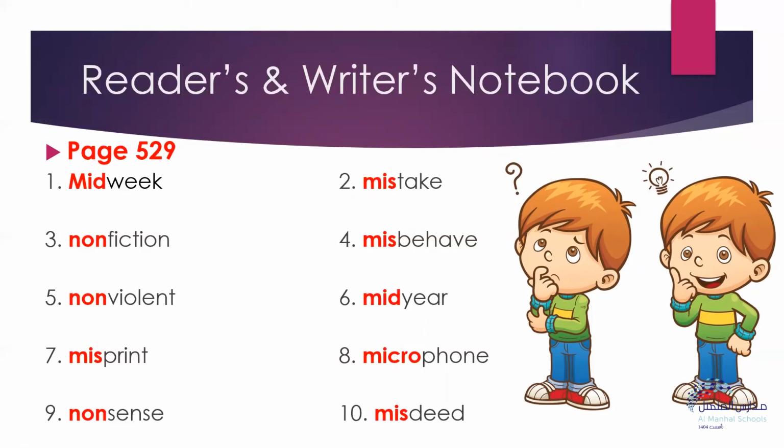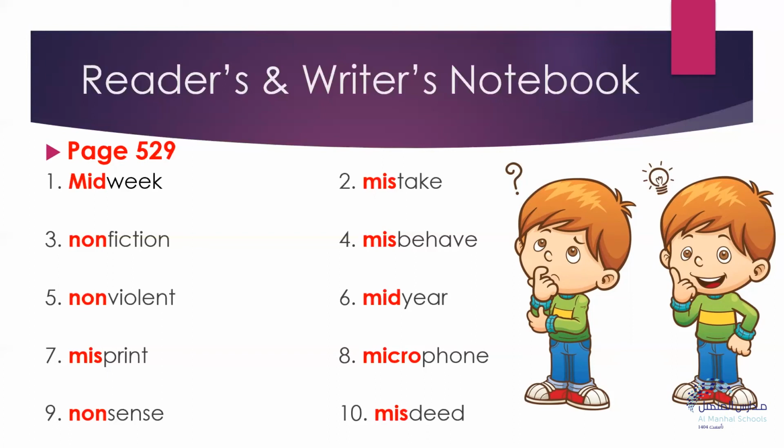Number 6, about July 1. July is in the middle of the year. So then we say mid-year, number 6. Number 7, an error in printing. They give us print, and when there is an error, it's not done correctly, it's called a misprint. So number 7, misprint. Number 8, something that makes sound louder. Phone means hear here, and micro means small. So it's a small device that makes sound louder, microphone.